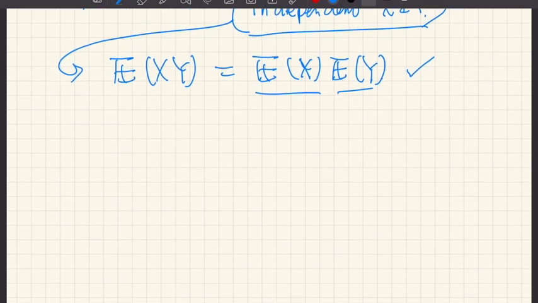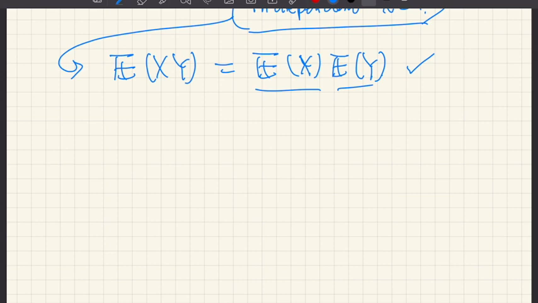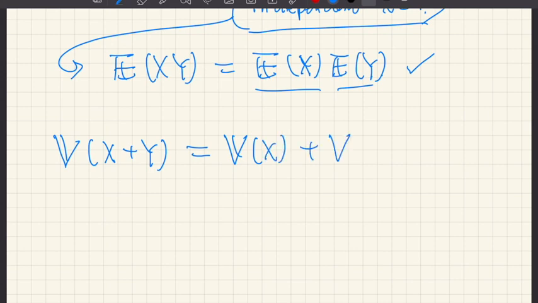And similarly, if X and Y are independent, the variance of the sum of two random variables can be split into the sum of variances. Variance of the sum is the sum of the variances if X and Y are independent.